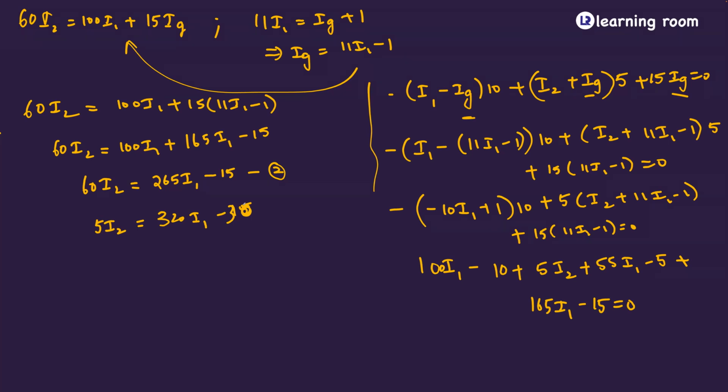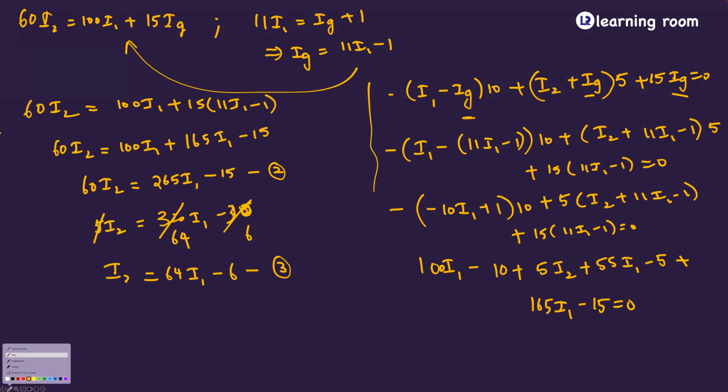What you can do is cancel out with 5. So 5 will cancel this how many times? 64. And this will go 6 times. So I2 is equal to 64 I1 minus 6. Sir, I2 should be equal to 6 minus 64 I1. Why is it so?